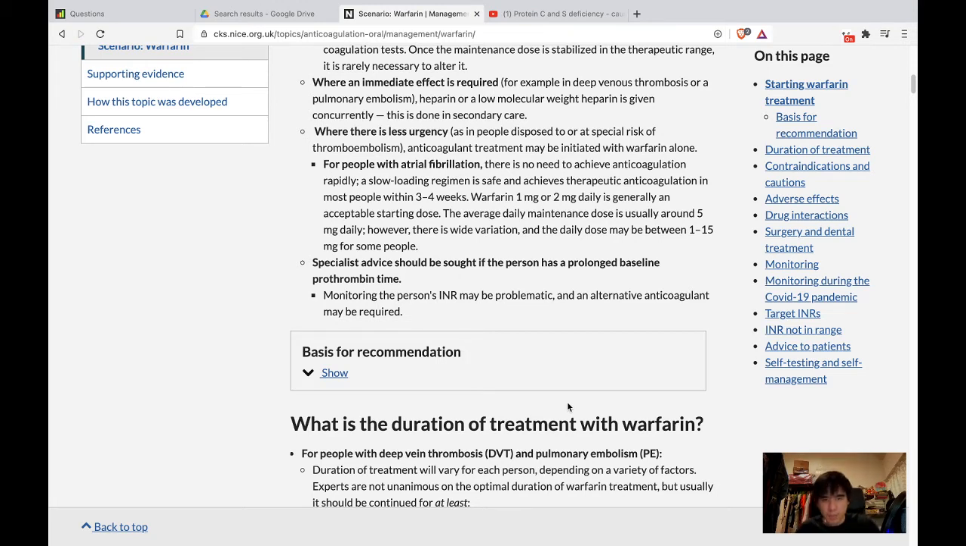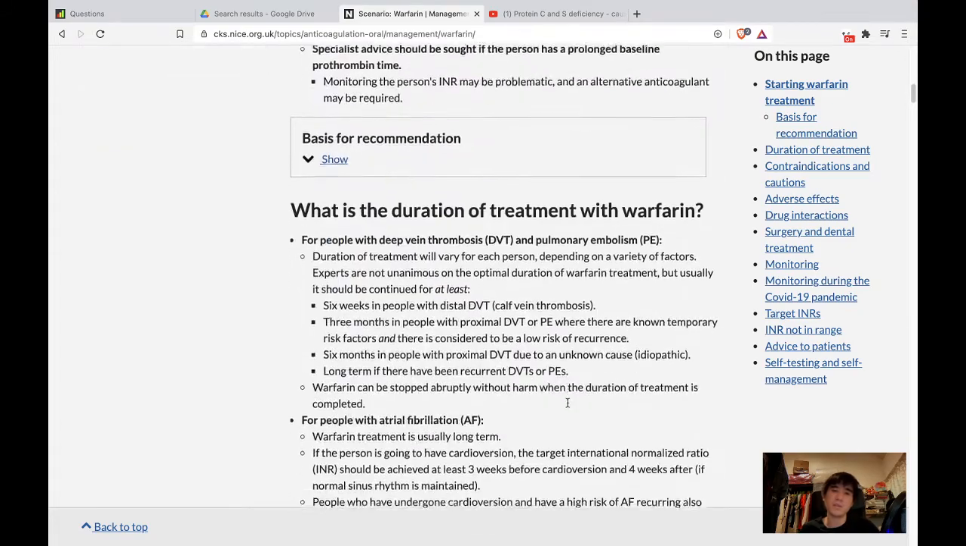You can't clot properly. Monitoring the person's INR may be problematic, and an alternative anticoagulant may be required.